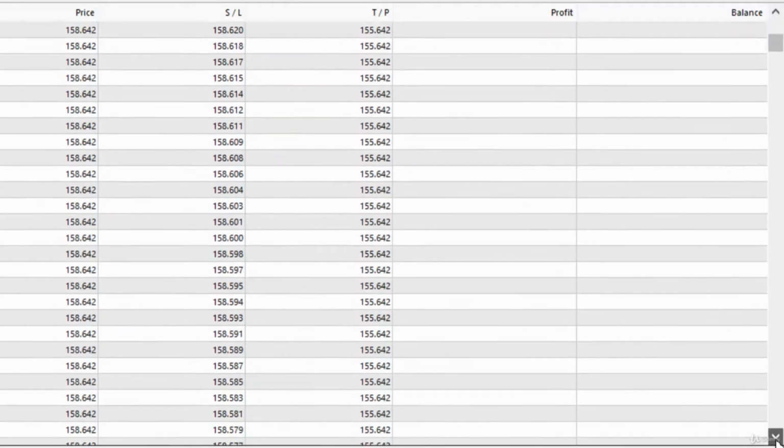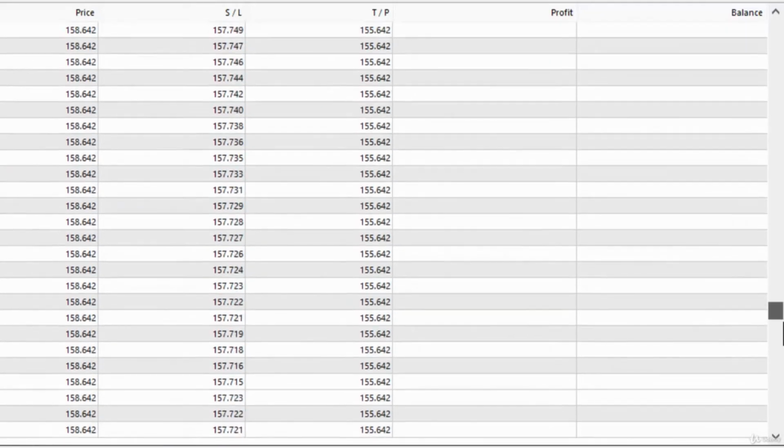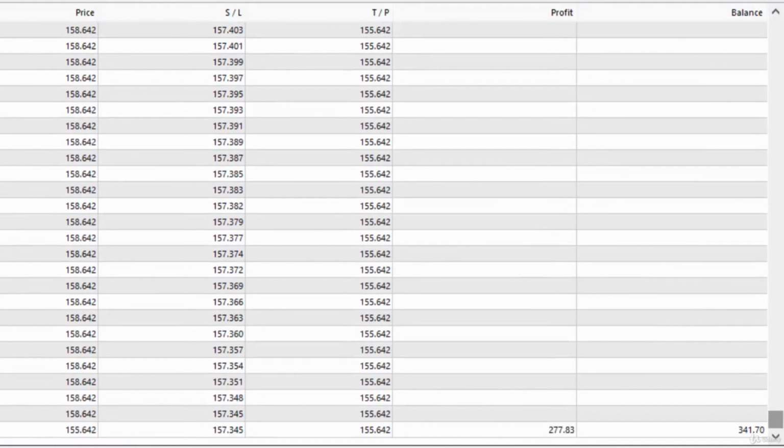Then it went on, and all those transactions that you see there are the following stop being adjusted as it's following the price down to the target. So that's why we saw so many transactions there. Eventually it got cashed in at the very target, made a $270 gain.